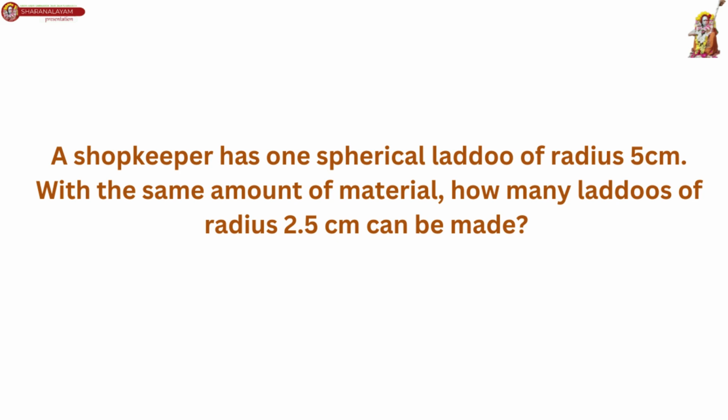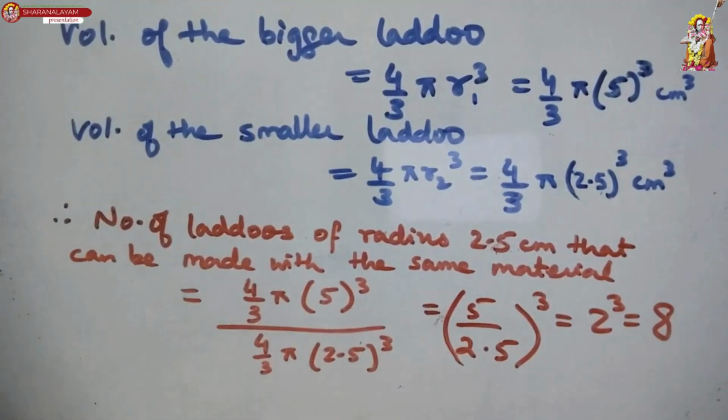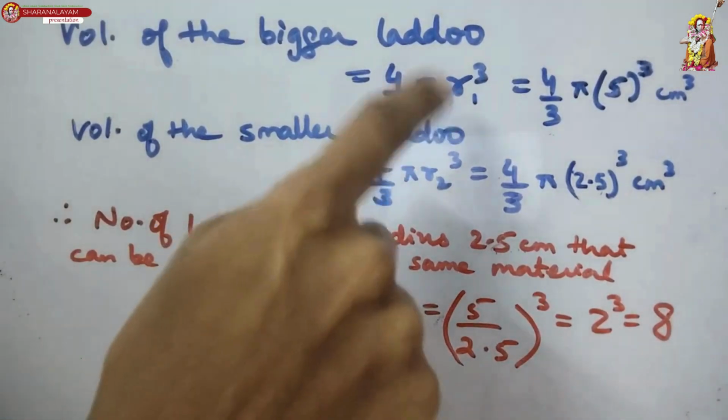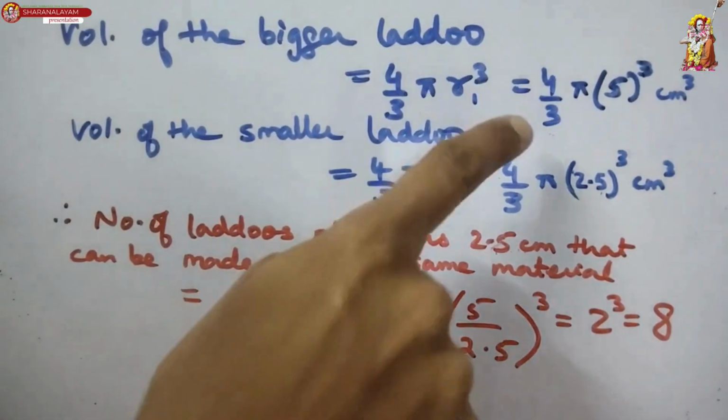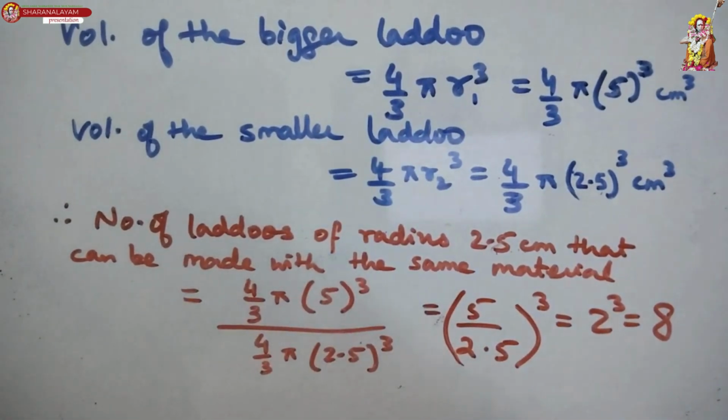First, we determine the volume of the bigger laddu and smaller laddu using the formula 4 upon 3 pi r cube. Then we divide the volume of the bigger laddu by the volume of the smaller laddu to get the number of smaller laddus. Now, the volume of the bigger laddu equals 4 by 3 pi r1 cube, r1 being the radius of the bigger laddu. So that comes to 4 upon 3 pi into 5 cube centimeter cube.